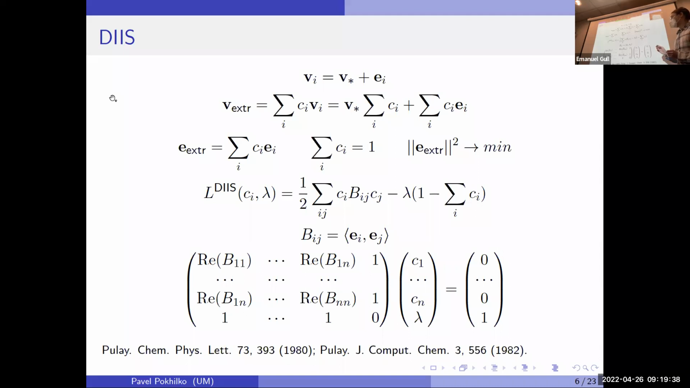So far, if we say that they're real, then only the real part of these overlaps appears in the system of equations, and it seems to be very stable. And the magnitude of these coefficients can serve as some sort of diagnostic of how well the DIIS extrapolation is performed. So if the coefficients are very big, then the extrapolation is maybe not very good.